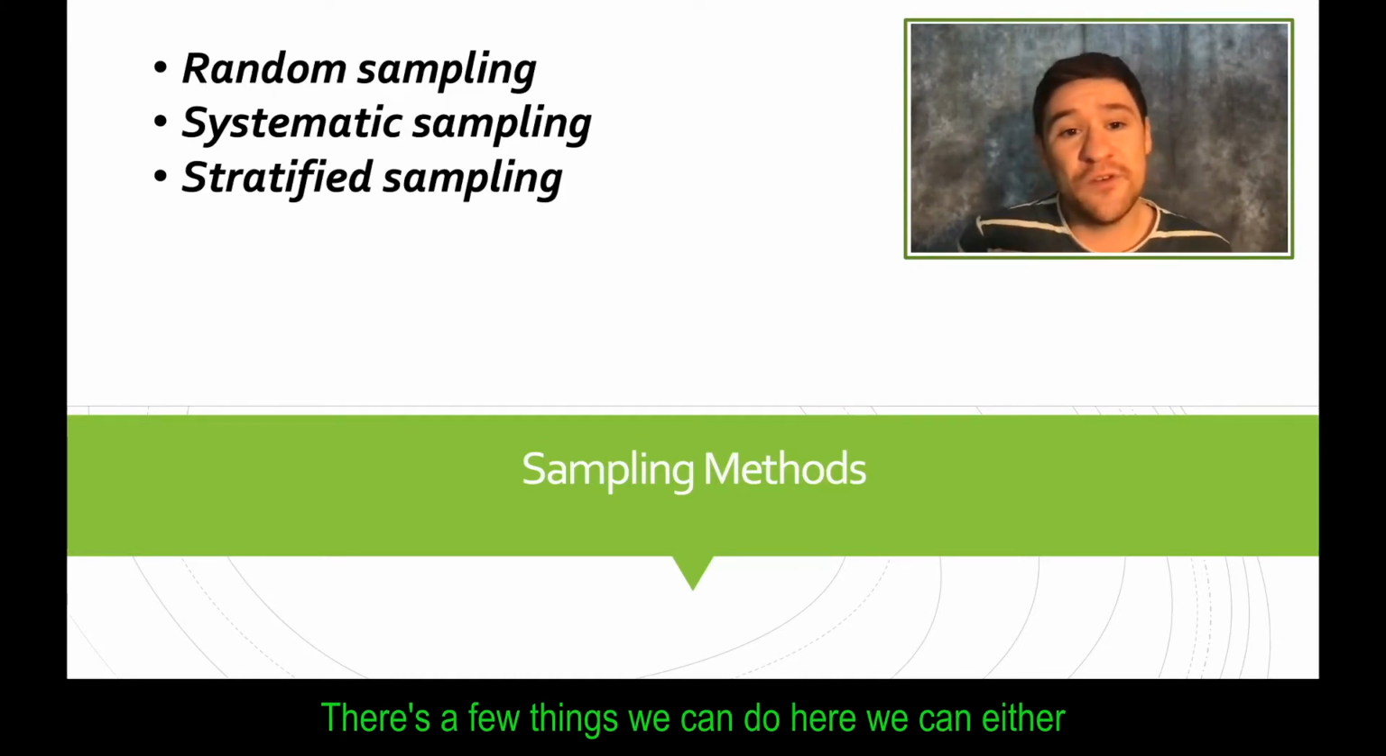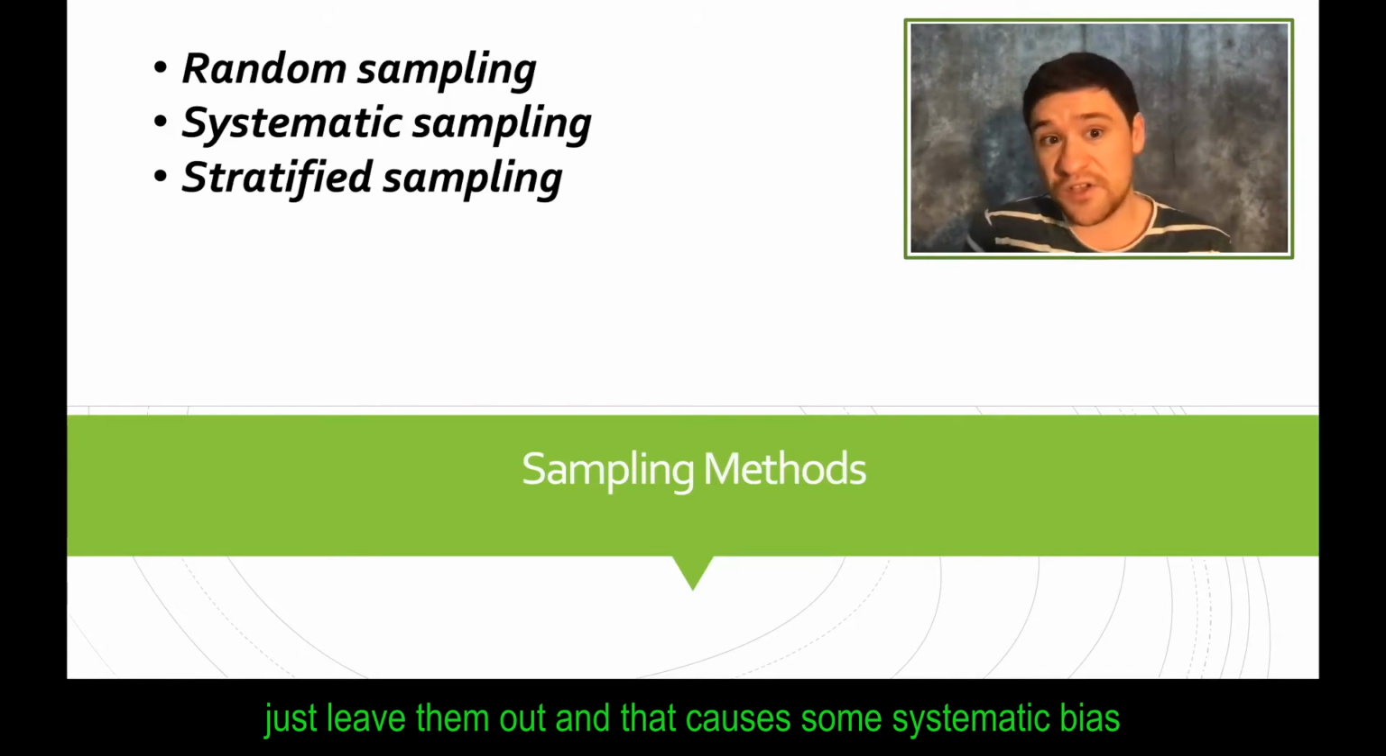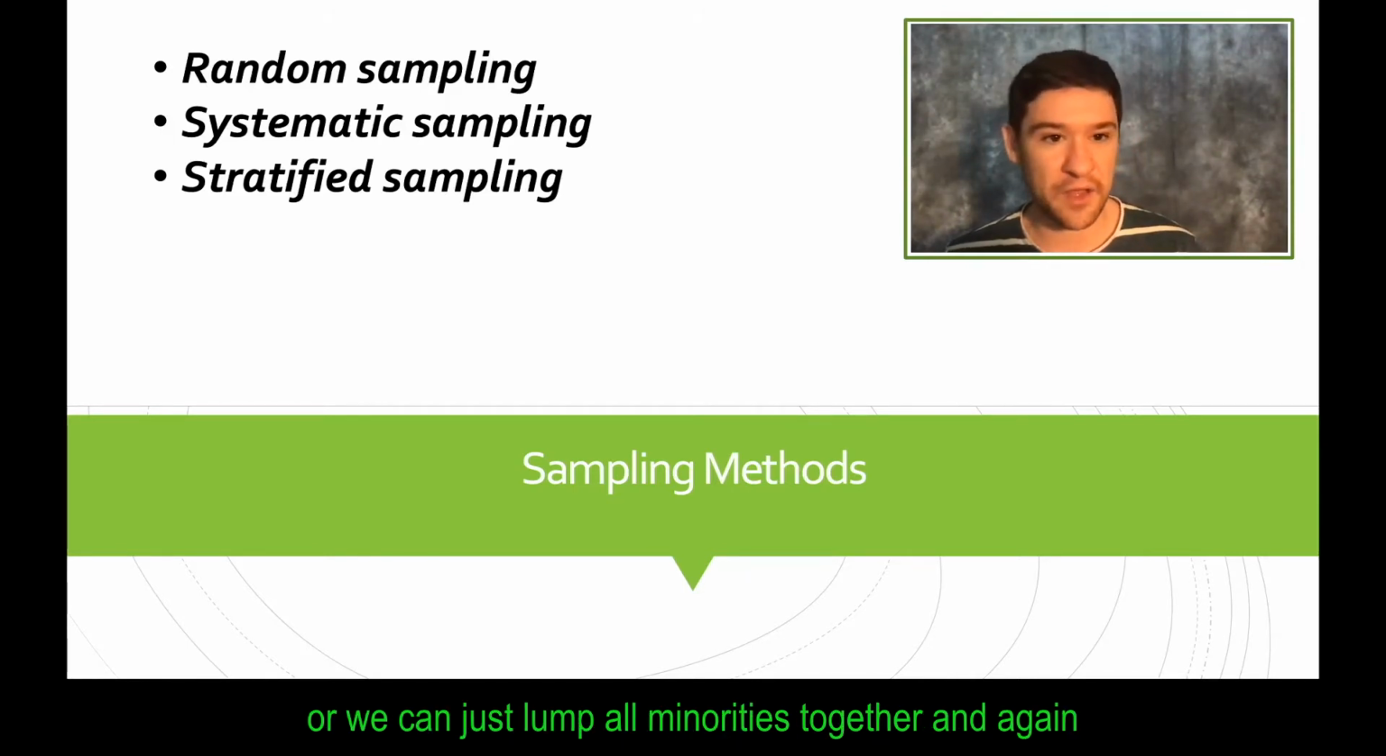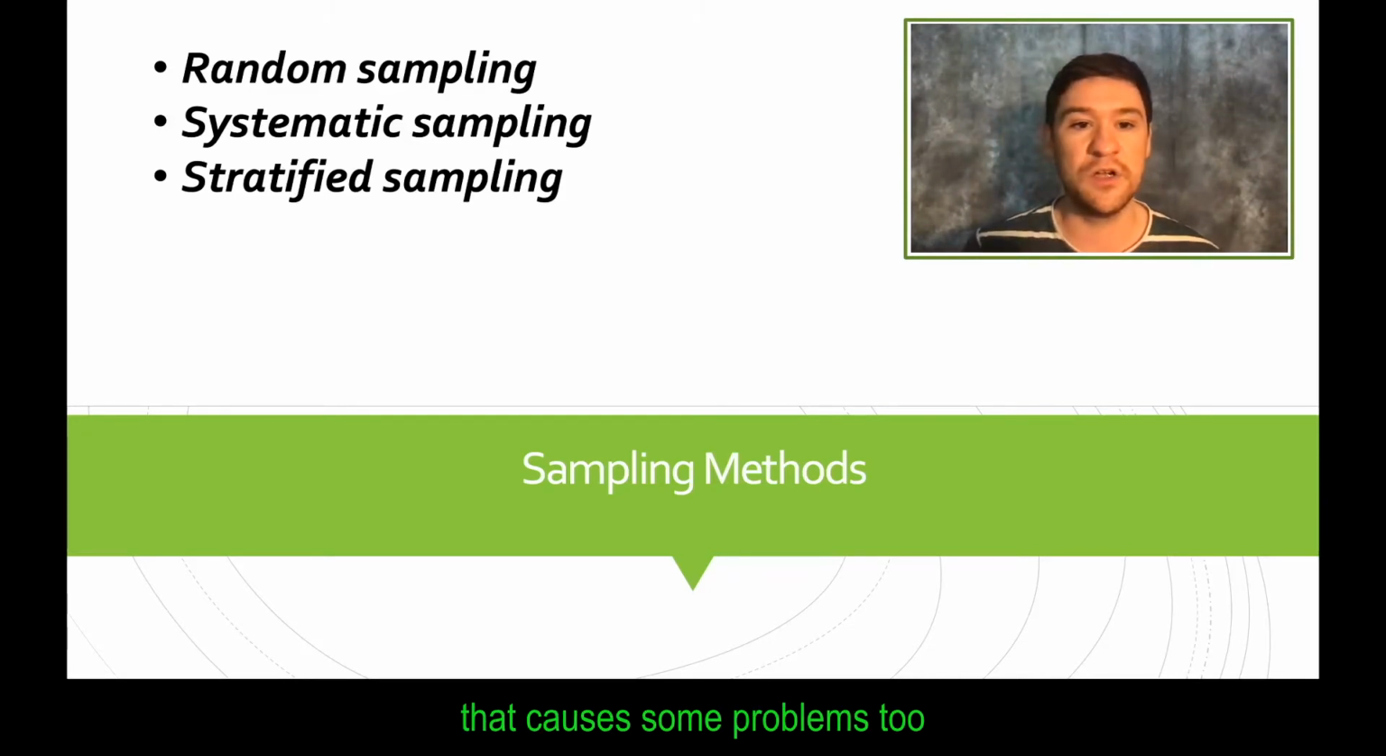There's a few things we can do here. We can either just leave them out, and that causes some systematic bias, or we can just lump all minorities together, and again that causes some problems too. So there are some problems with this.